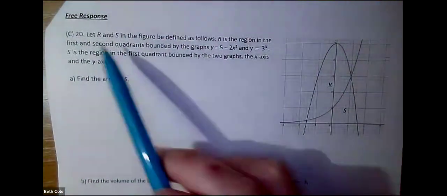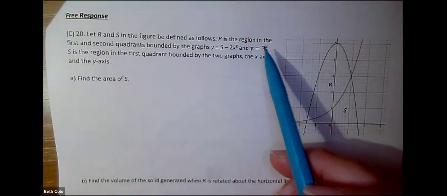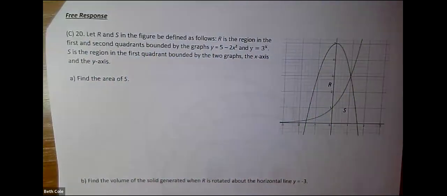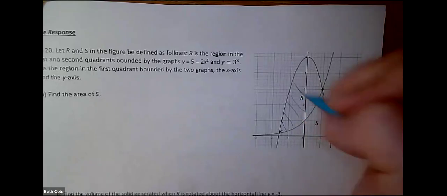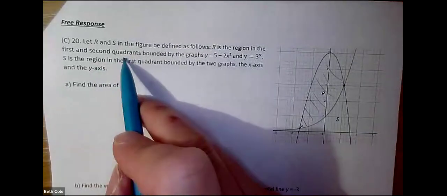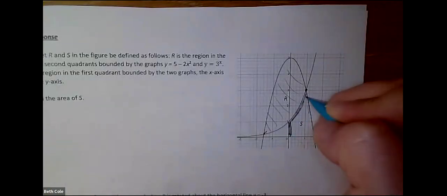And then your last one is a free response, and it is calculator allowed. R and S are in the figure defined as follows. R is the region in the first and second quadrants bounded by these graphs. So R is all of this. S is the region only in the first quadrant. So S is just this part.